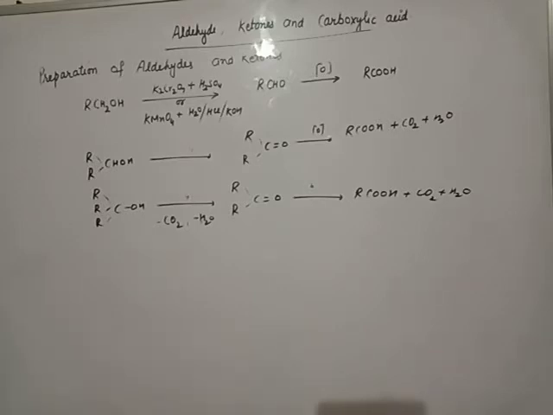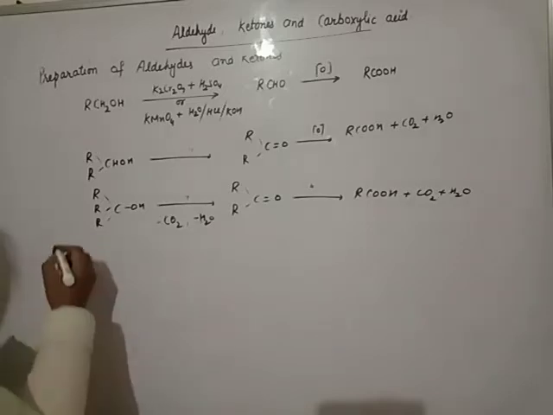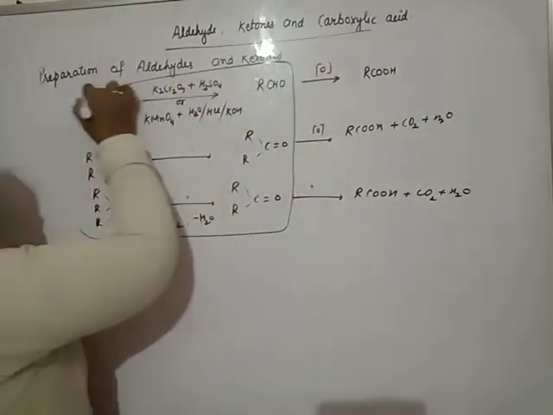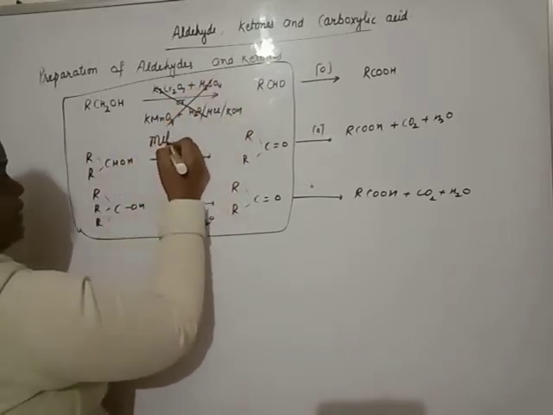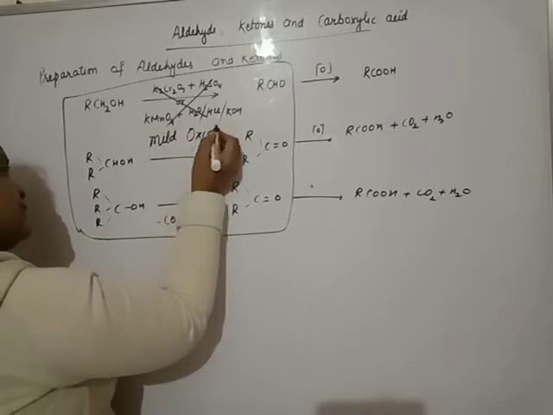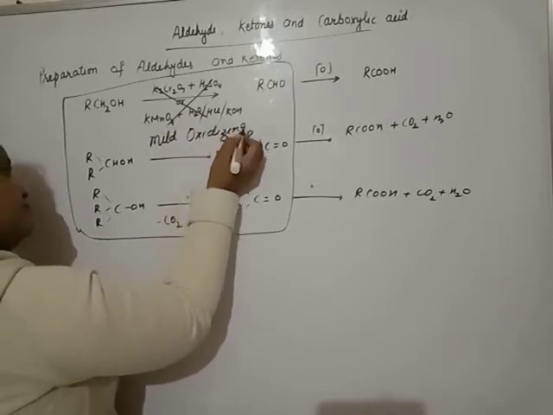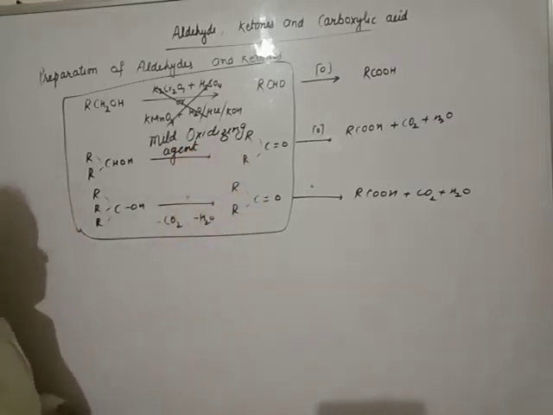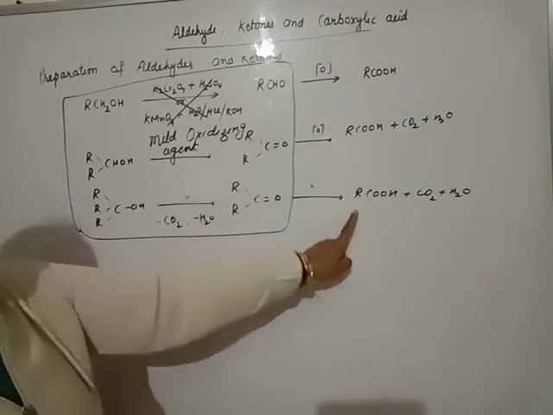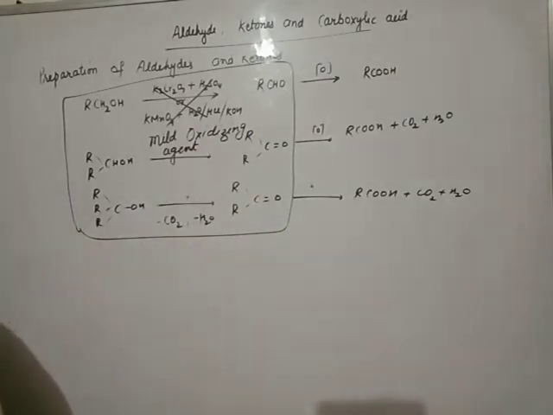But we want to stop the reaction here at aldehyde and ketones. We do not want to end up at carboxylic acid. Then what will happen, beta? We can't use a strong oxidizing agent. We will use a mild oxidizing agent. With a mild oxidizing agent, these reactions stop at aldehyde or ketone. Further oxidation can't be possible.